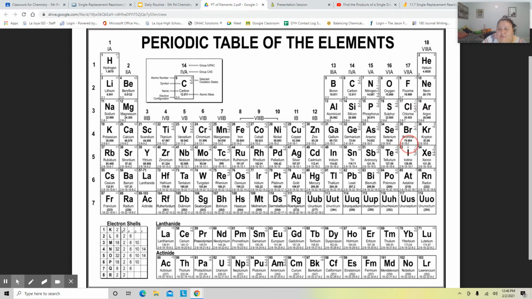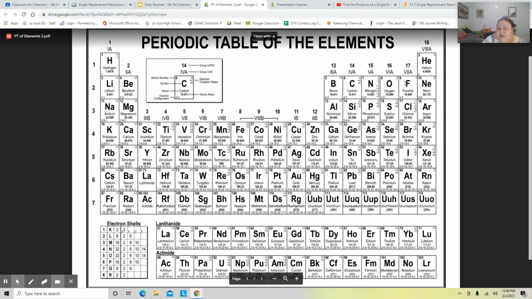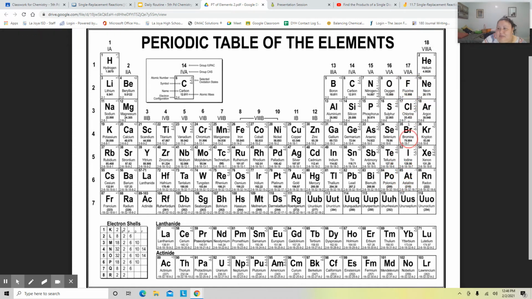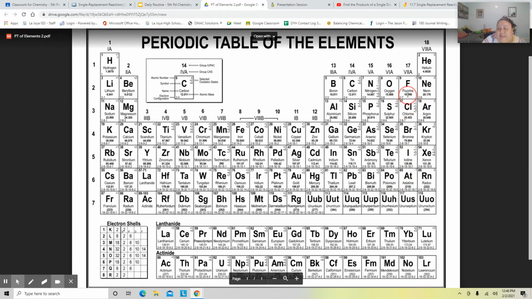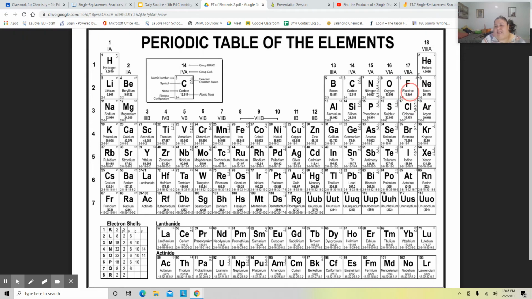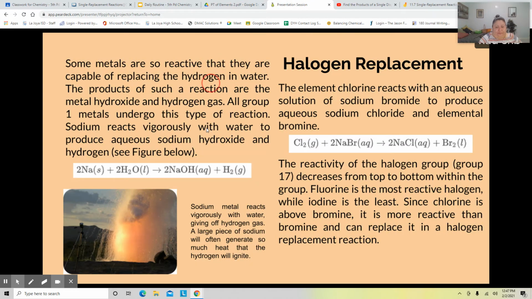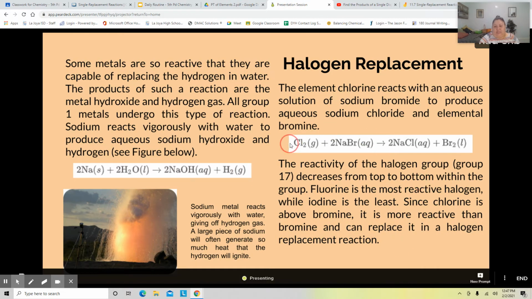Above cannot, the ones on bottom cannot substitute for the ones on top. Only the ones on top can substitute for the ones on bottom. Why? Because these guys are more reactive. Fluorine is the most reactive of all the halogens. Excuse me. And that's what it says here. Since chlorine is more reactive, it's going to bump out that bromine.